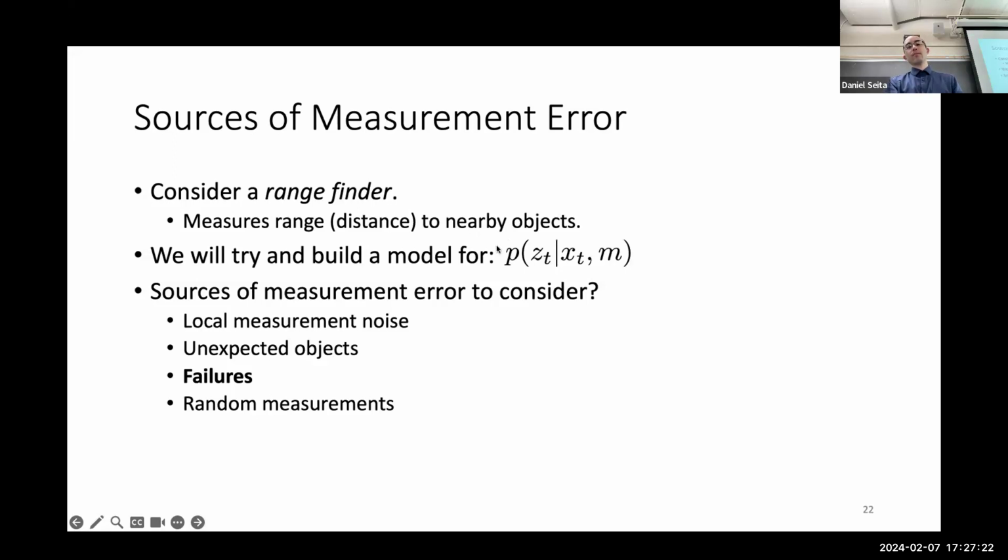And the point of all this is to build a model for the probability of the reading that we get from the sensor given the true state and the map. So the true state and the map would be like the true position of the object. The ZT is what the sensor is giving you, a number that I'm getting. Or in practice, many numbers, but let's just assume that it's one number to make it simple.